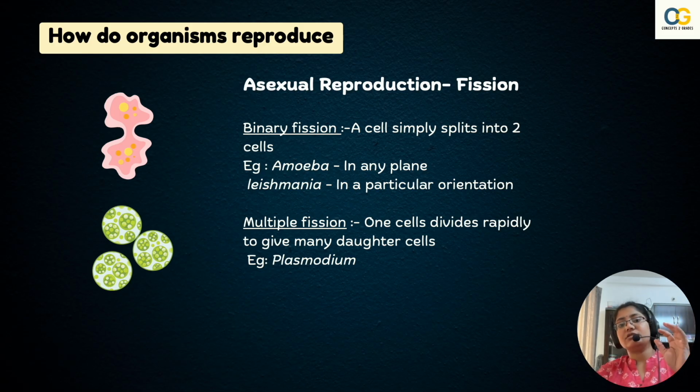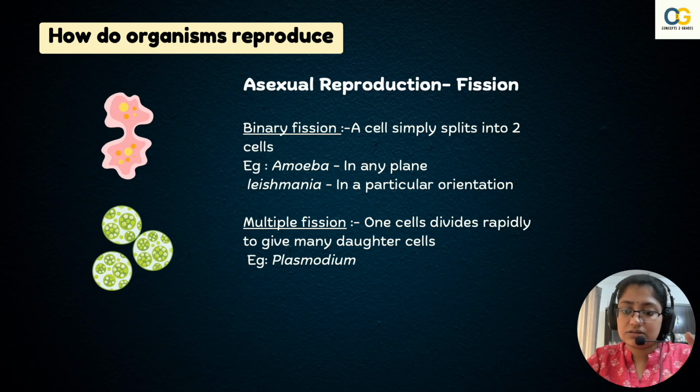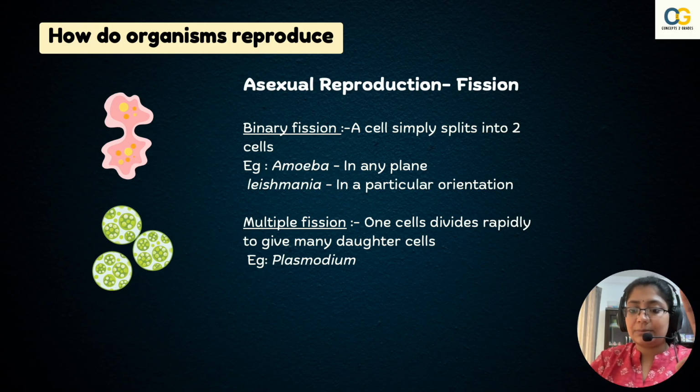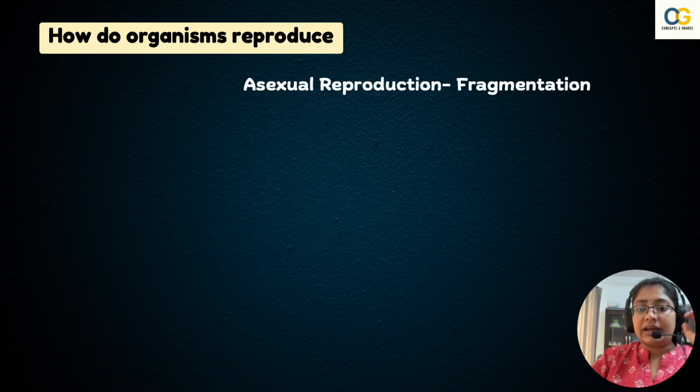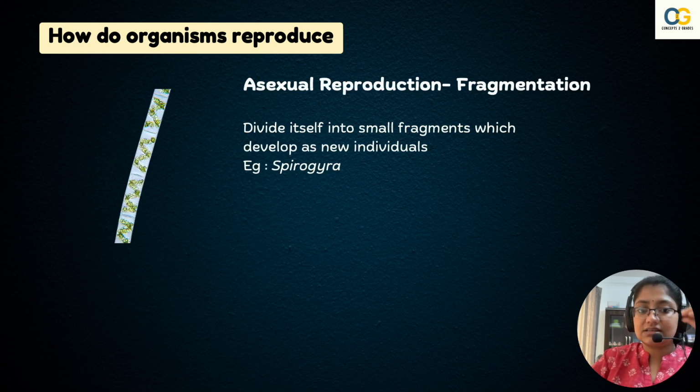Remember examples of asexual reproduction. That is the most marks giving thing. Even though you should ideally write the right definition, writing the example can fetch you full marks. Don't miss out on the examples. Next comes fragmentation, which usually occurs in Spirogyra, where it divides itself into smaller fragments. The whole filament is divided into smaller fragments, and these fragments become new individuals.